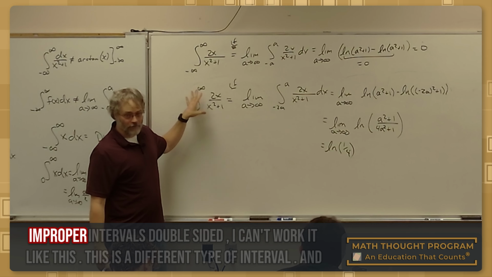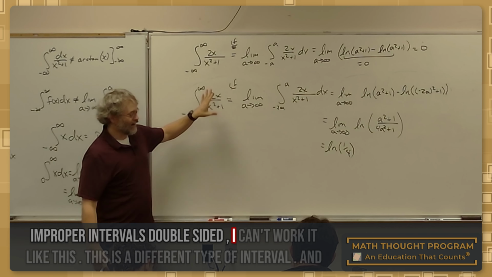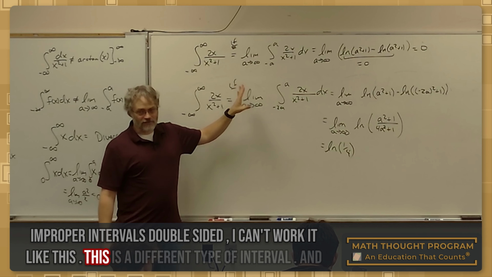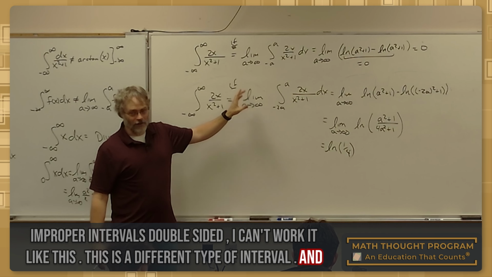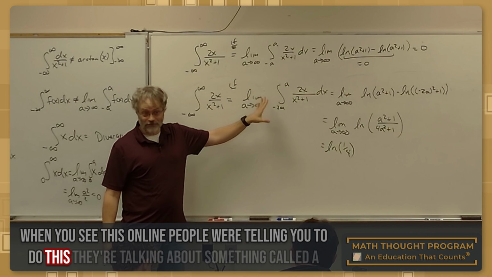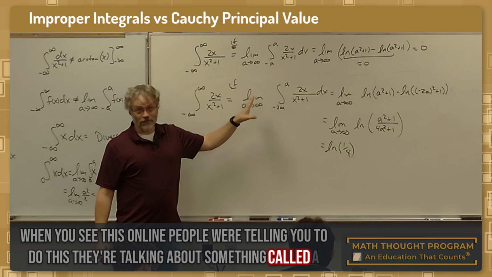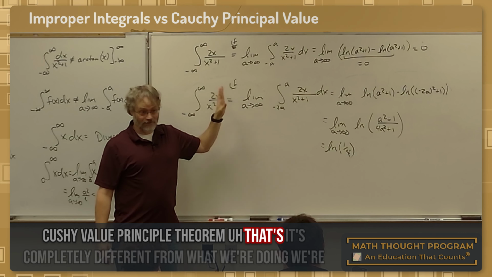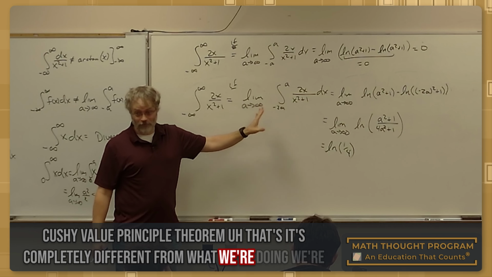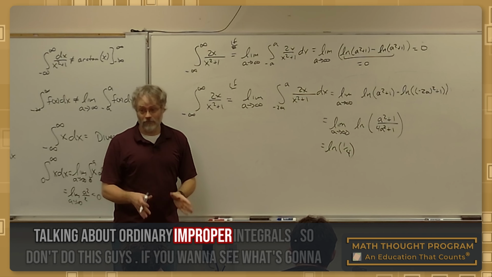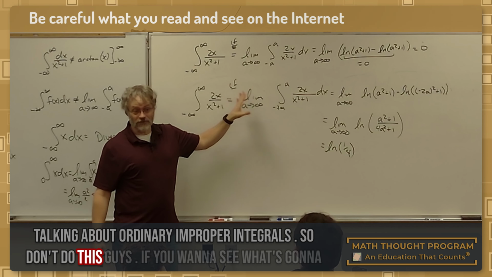When I'm looking at improper integrals, double-sided, I can't work it like this. This is a different type of integral. And when you see this online, people are telling you to do this, they're talking about something called a Cauchy value principle theorem. It's completely different from what we're doing. We're talking about ordinary improper integrals. So don't do this, guys.